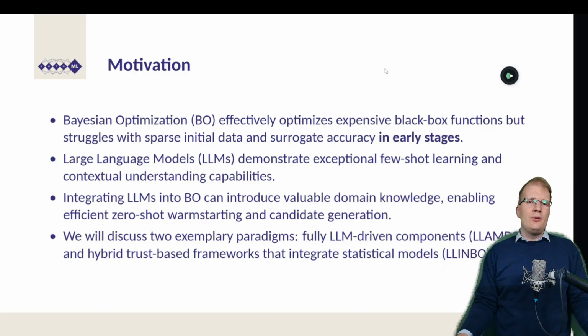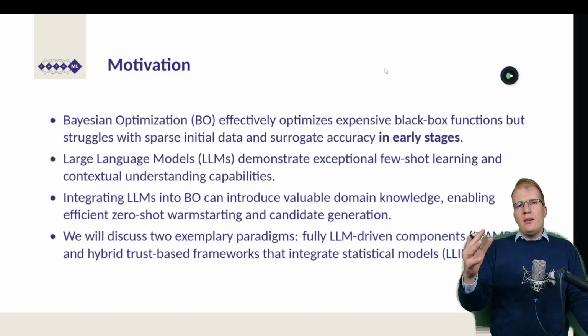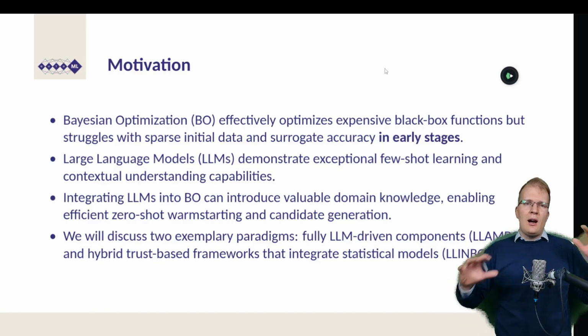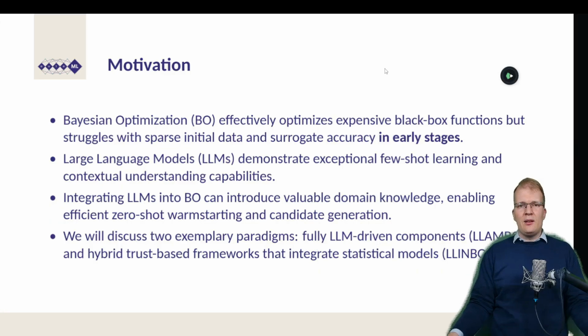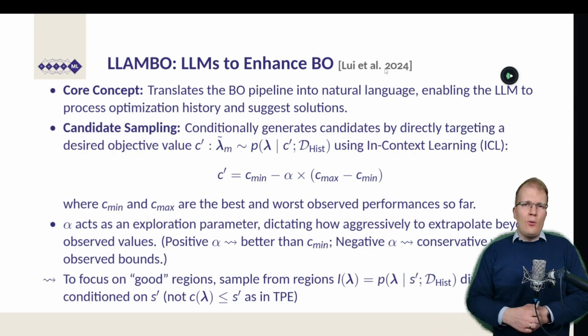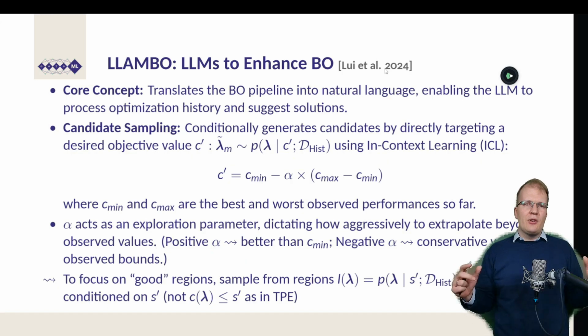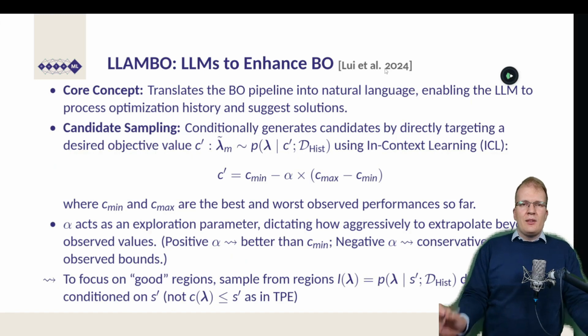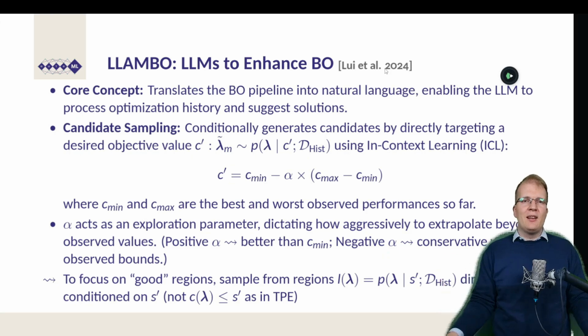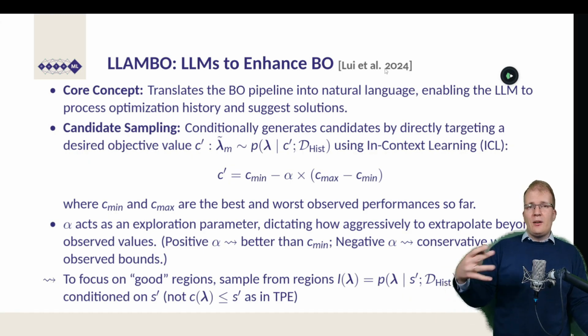We discussed two exemplary paradigms now. The fully LLM-driven components idea from LAMBO and the more hybrid trust-based frameworks that integrate statistical models, which is called LLINBO. First of all, LAMBO, proposed in 2024, is more directly using the LLM as the core component for nearly everything. So it translates the BO pipeline into natural language and then enables the LLM to process the optimization history and suggest solutions. First of all, how do we sample candidates?